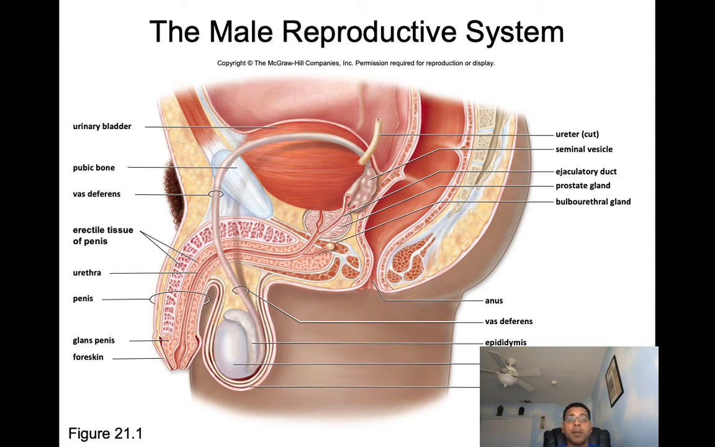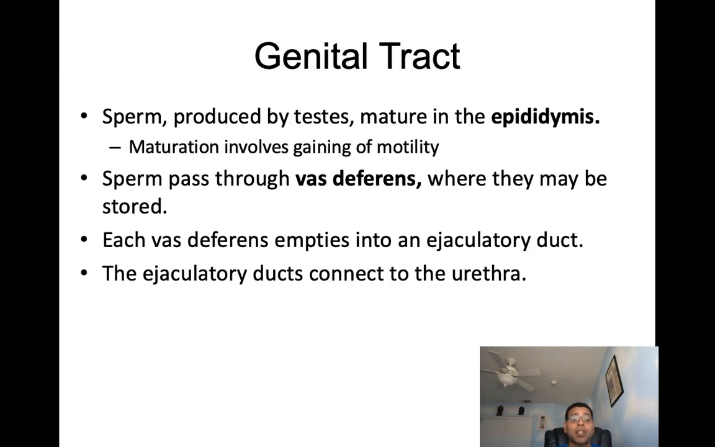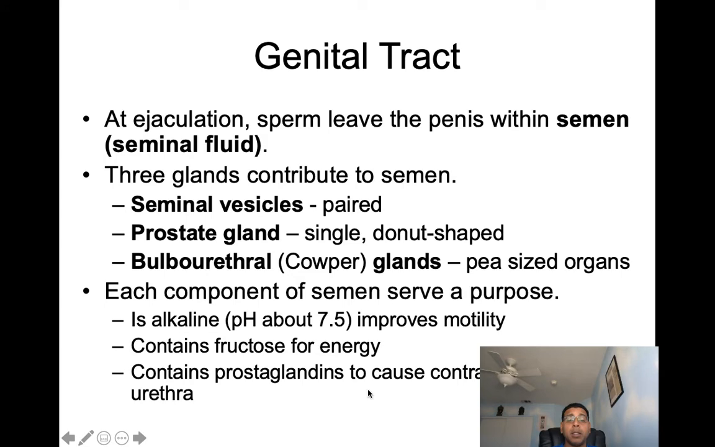Now, semen is going to have a basic pH. Swimming sperm, we'll see, are going to require energy, and semen contains this energy. The energy is going to be found in the form of sugar, more specifically the sugar fructose. This sugar fructose is going to provide the energy required by this swimming sperm. And last, we'll see semen is going to contain prostaglandins. These prostaglandins are going to allow for contraction of the urethra to occur to help expel that semen.